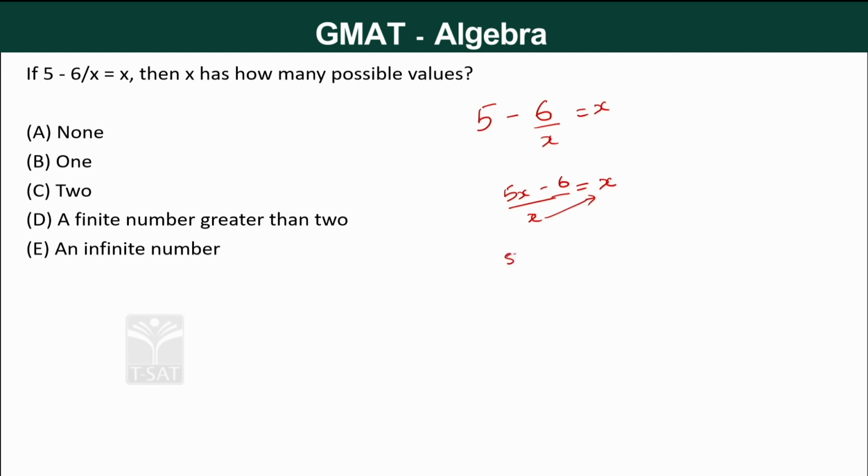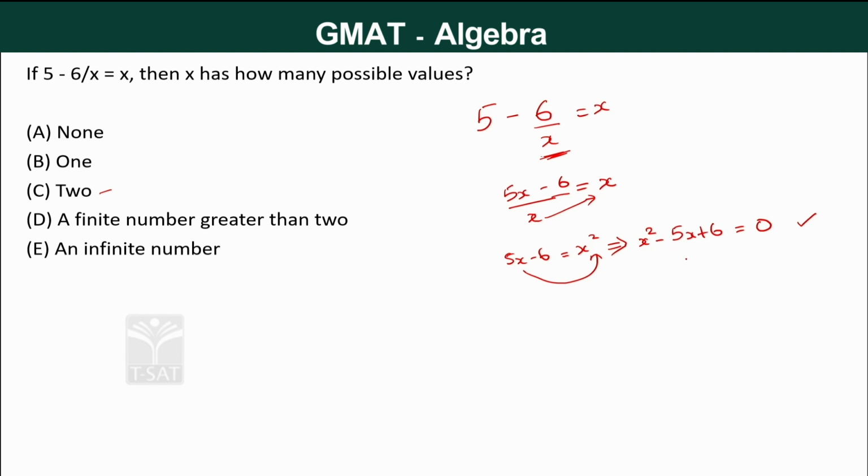So that will be 5x minus 6 equal to x square. Now bring all the elements on one side. We have x square minus 5x, 5x coming this side will be minus 5x, and plus 6 is equal to 0. This is a quadratic equation and we know that there are 2 roots for a quadratic equation, but we should check that x should not be 0, because x is in the denominator, so 6 by x will be undefined.